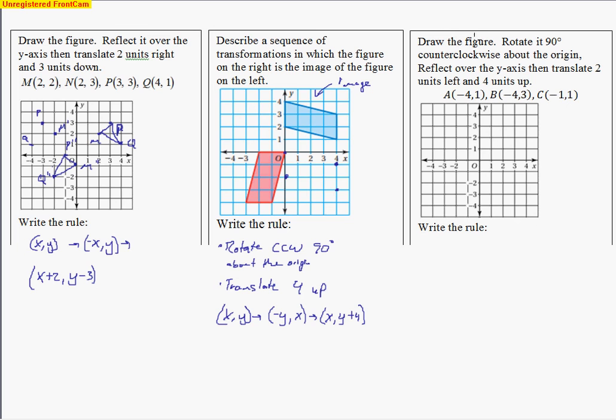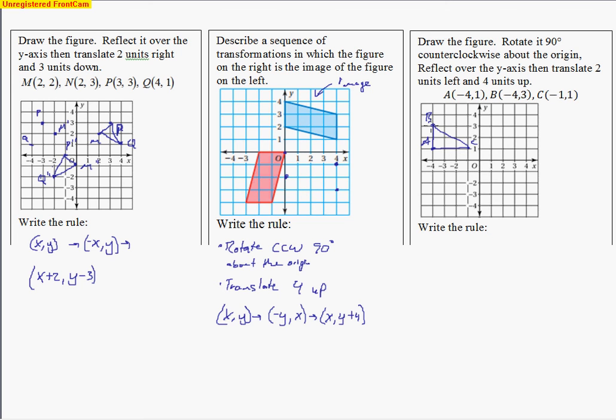So this next one, draw the figure, rotate 90 degrees counterclockwise. So we'll start by drawing the figure: A is negative 4, positive 1, and then B, negative 4, positive 3, and then C, negative 1, positive 1. Alright, so we've got the figure. So the next step is to rotate counterclockwise.